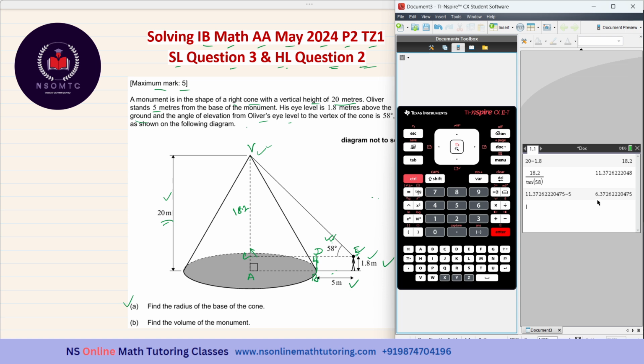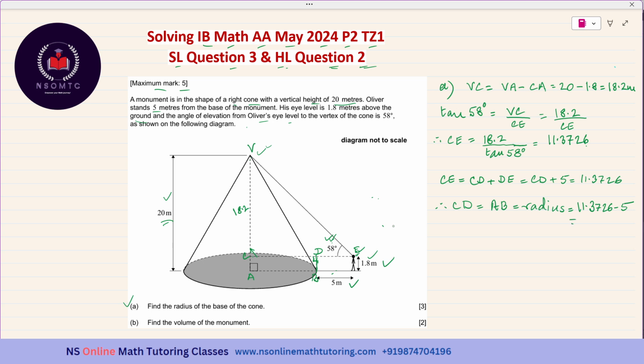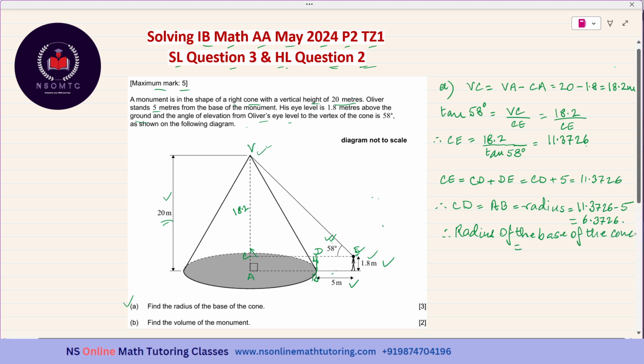So first of all, let me take 6.3726. Therefore, the radius of the base of the cone is equal to 6.37 meters.